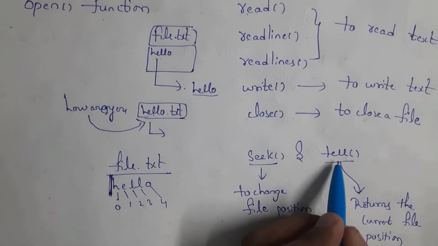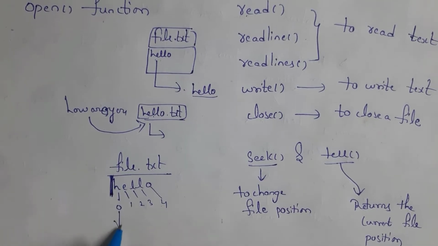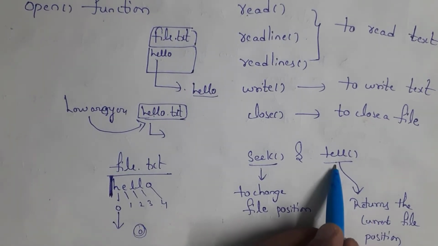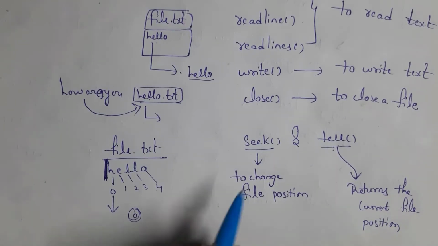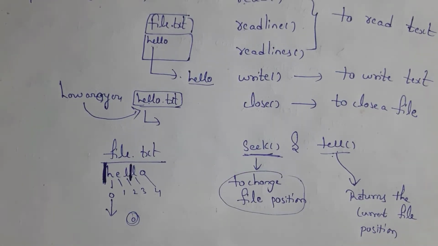Whenever you open this file, at first your cursor will be at starting. By using tell method, we can find cursor position. My cursor is at starting, that is at index number 0, so you will get output 0. And next one is seek method. By using seek method, we can change cursor position. These are various file built-in methods.